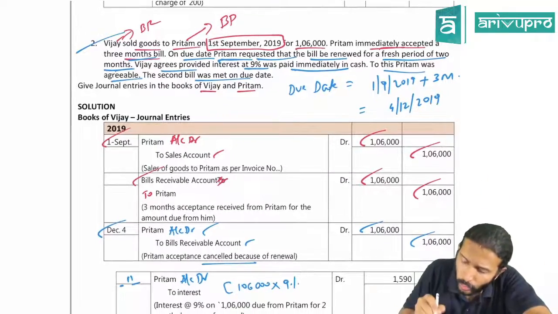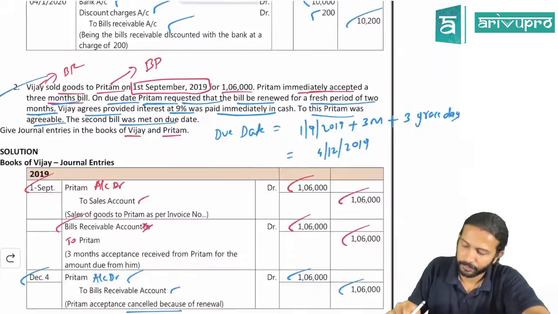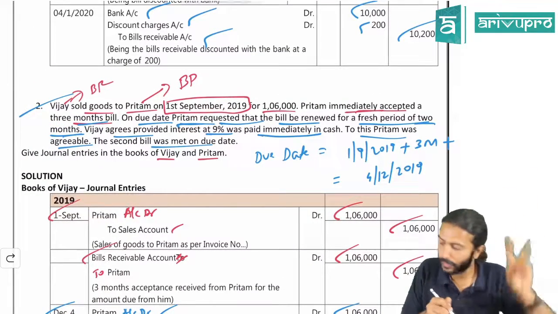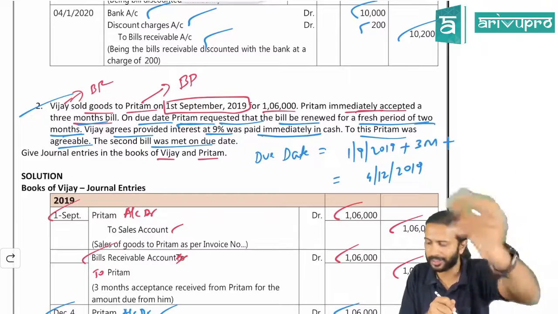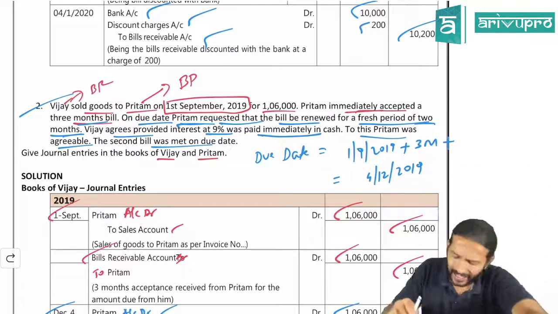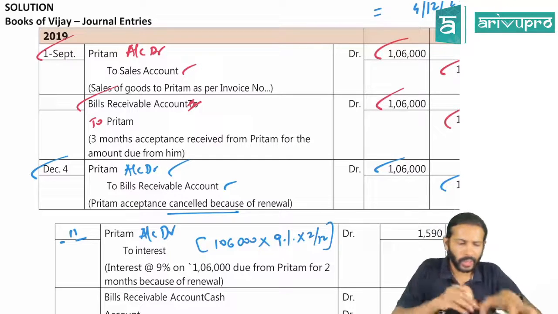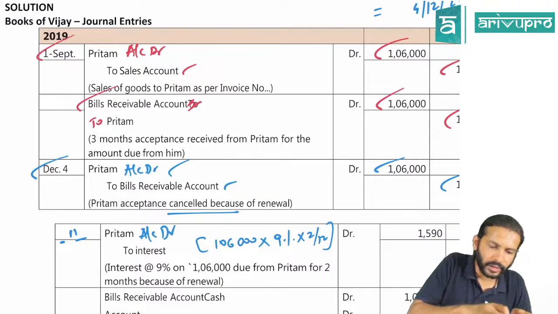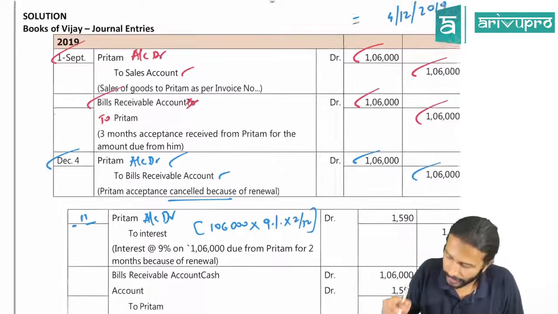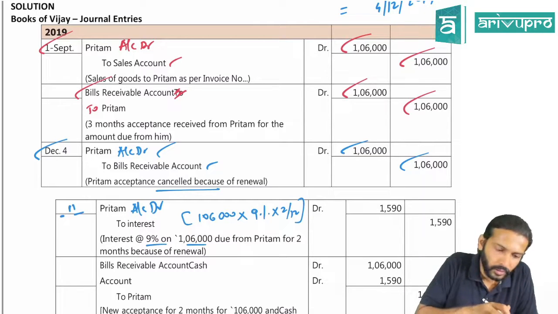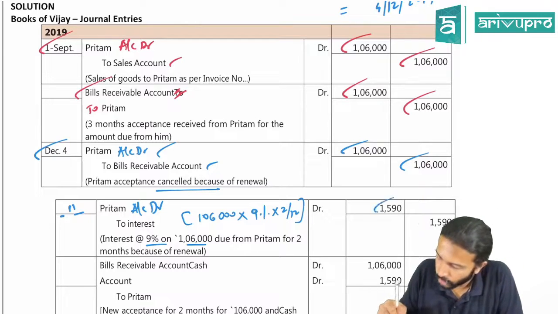Here, how many months was the delay on the bill, sir? The party asked to delay the payment or renew the bill for how many months? 2 months. Yes, correct. That means there is a delay of 2 months. If there is a delay of 2 months, you will calculate interest only for 2 months. So you calculate 1,06,000 into 9% into 2 by 12. How much is that interest? My calculator is showing 1,590. That's what I'm getting here.